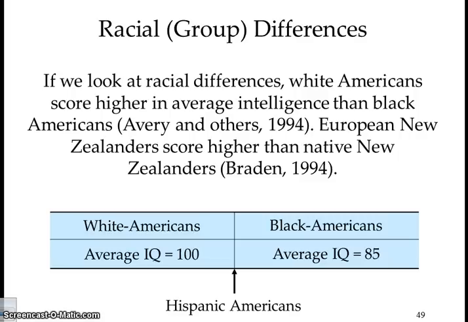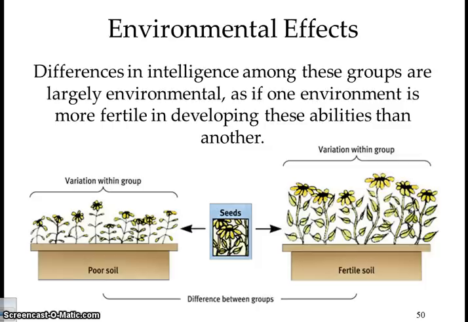And it would be the same thing for a lot of the white Americans who are poor. But white Americans seem to have a higher intelligence because there haven't been as many discrimination laws against them, whereas there were for black Americans. We see the same thing in New Zealand, where there were discriminatory laws against the indigenous group of people that had lived there, the Aborigines. So, environmental effects: differences in intelligence among these groups are largely environmental, as if one environment is more fertile in developing these abilities than others.